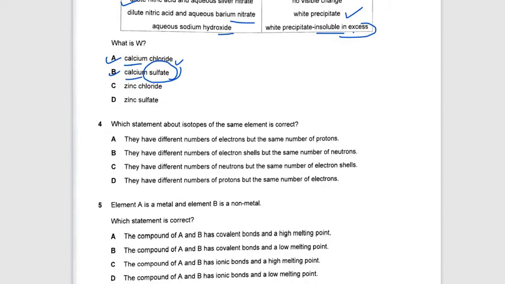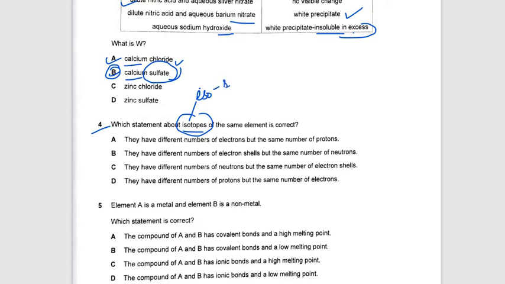So let's see question number 4. Option B is correct for the third question. Now question number 4: which statement is true about isotopes? What is an isotope? Isotopes are basically atoms of the same element but with different neutron numbers. Iso means same and tope means position. It means they are positioned in the same place in the periodic table.